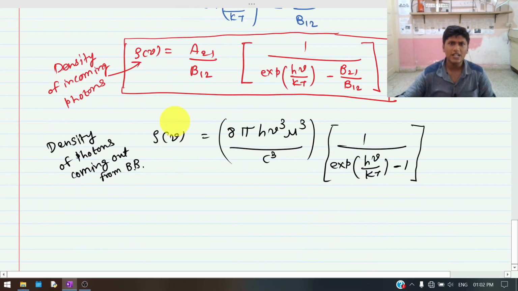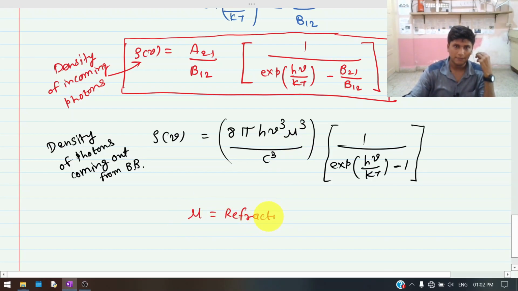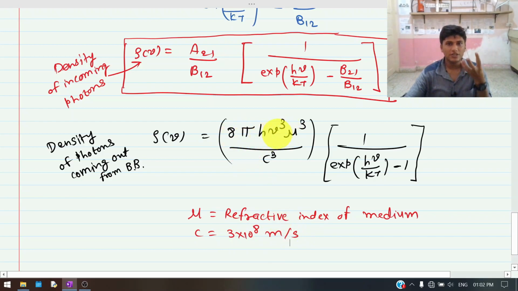Now what are the individual terms here? So nu is very easy, it is the frequency of the outcoming photon. Only nu guy is mu. Mu is the refractive index of the material, of the medium. C is nothing but the speed of light, 3 into 10 raised to 8 meter per second. 8 pi h is the Planck constant, nu is the frequency of the outcoming photon, and this term is the density of photons coming out from the black body radiation.